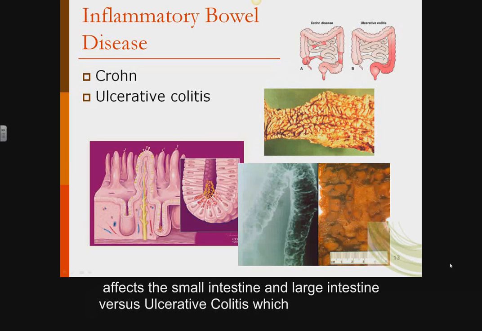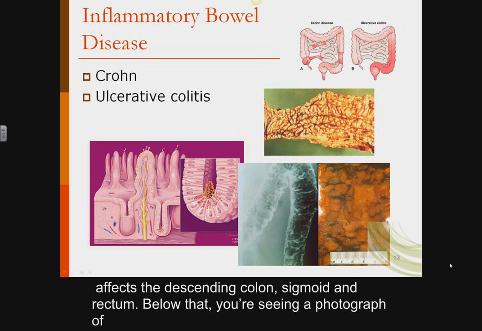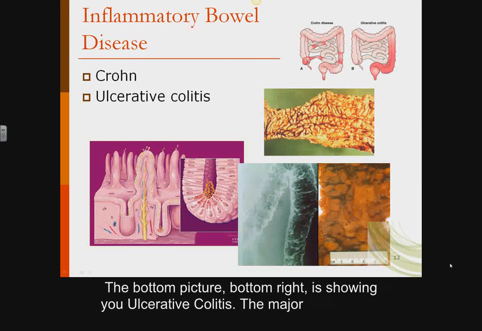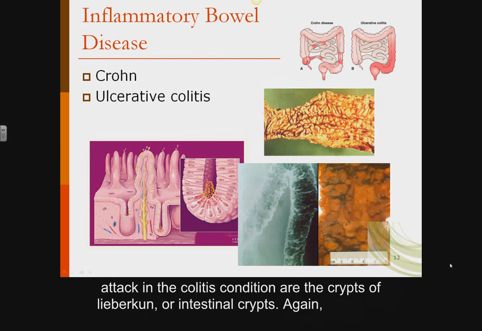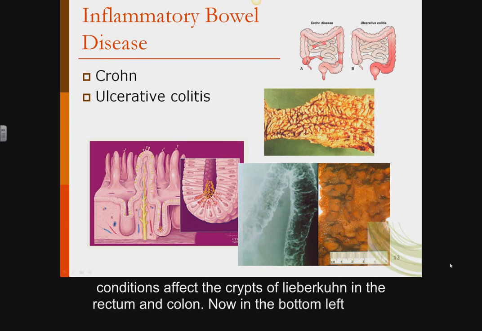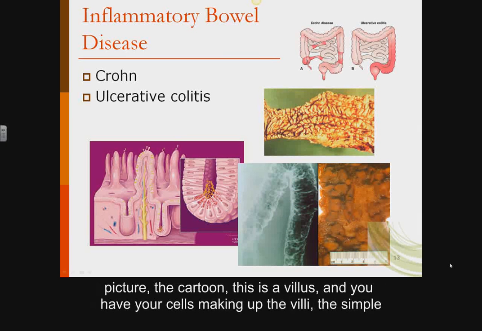And up here in the top right picture labeled A and B, I'm showing you the common areas where Crohn's disease affects the small intestine and large intestine versus ulcerative colitis, which affects the descending colon, sigmoid, and rectum. Below that, you're seeing a photograph of an intestine from a patient with Crohn's disease, and you can see the cobblestone effect. The bottom picture, bottom right, is showing you ulcerative colitis. The major attack in the colitis condition are the crypts of Lieberkühn, or intestinal crypts. Again, Crohn's is more widely spread through the GI tract, but ulcerative colitis also affects the crypts of Lieberkühn in the rectum and colon.